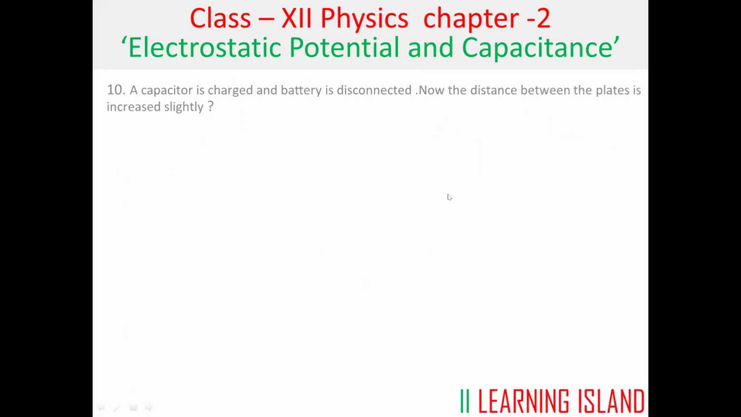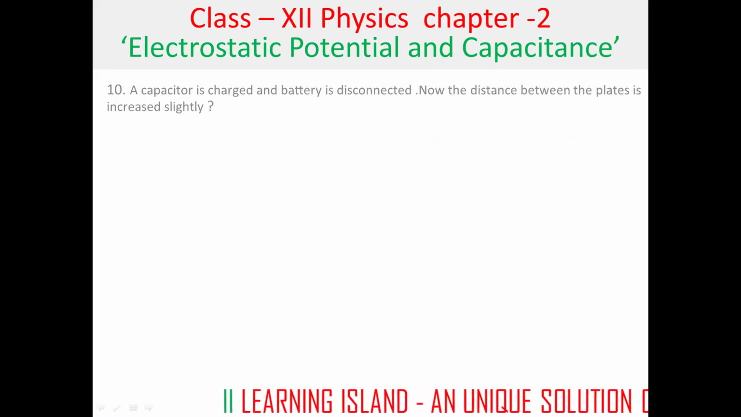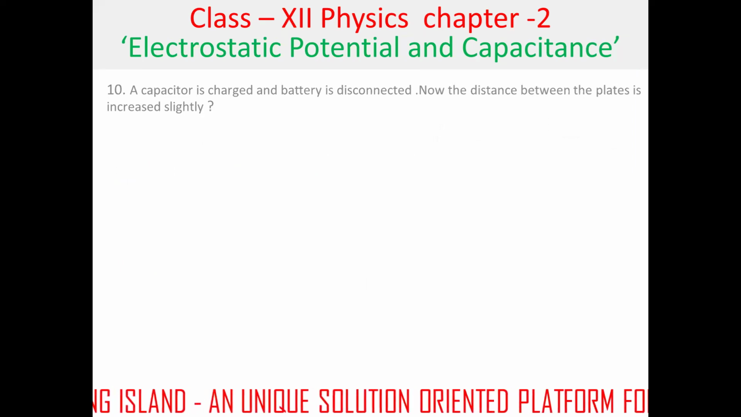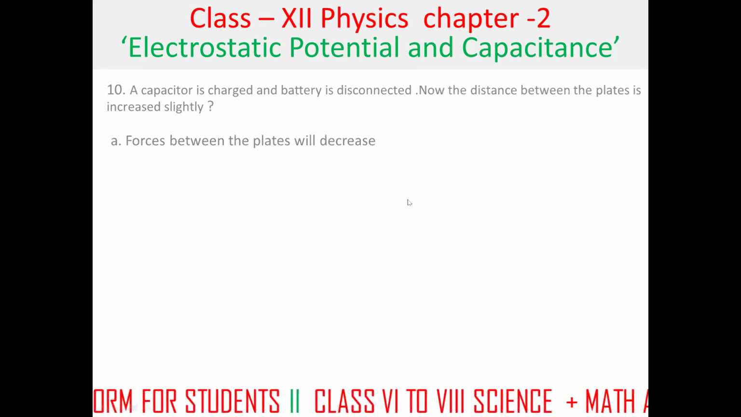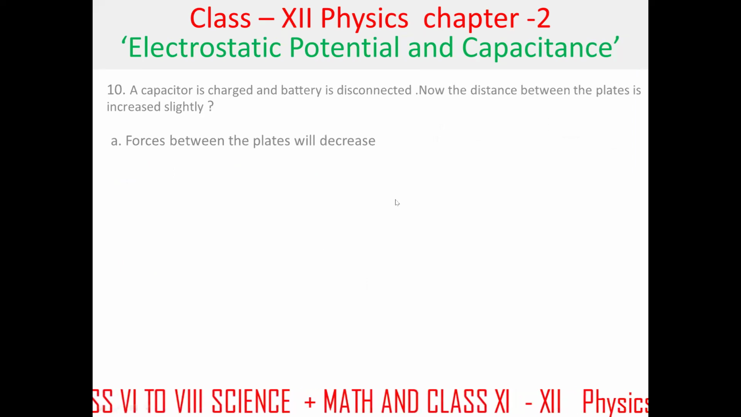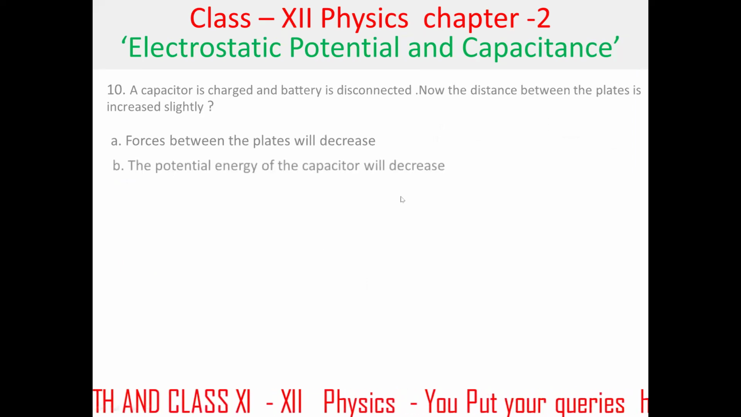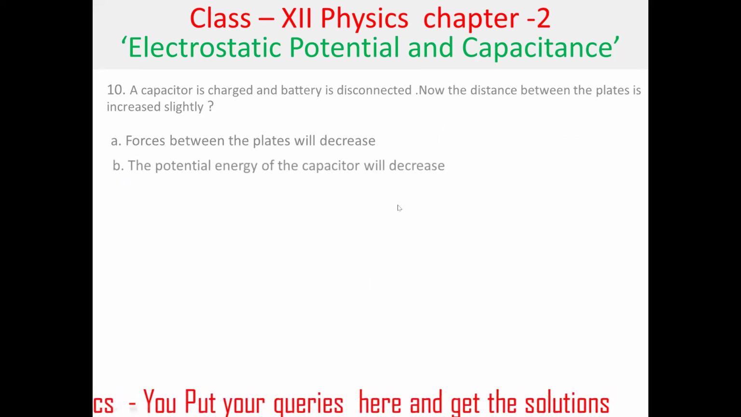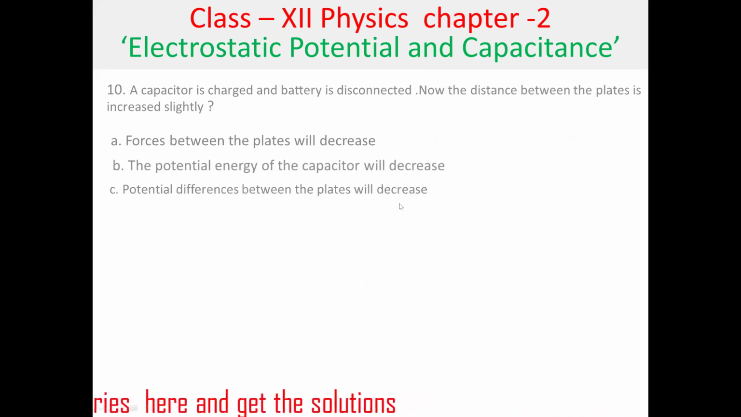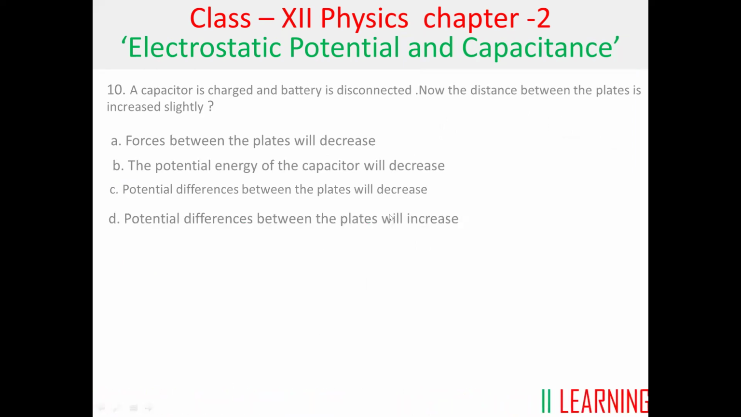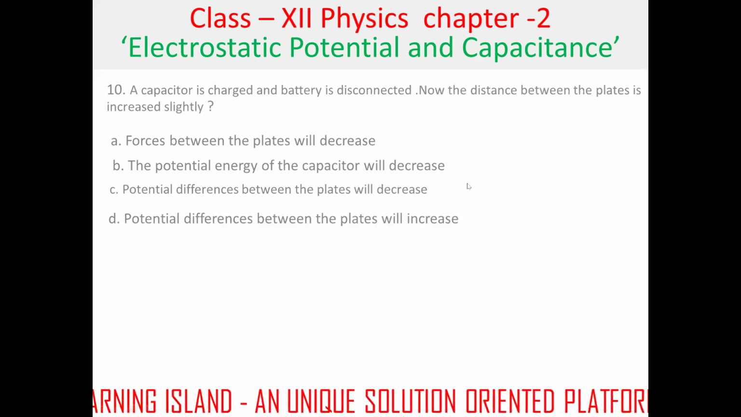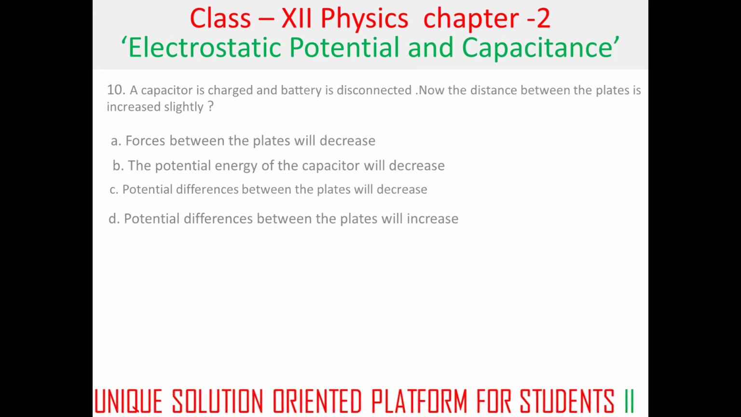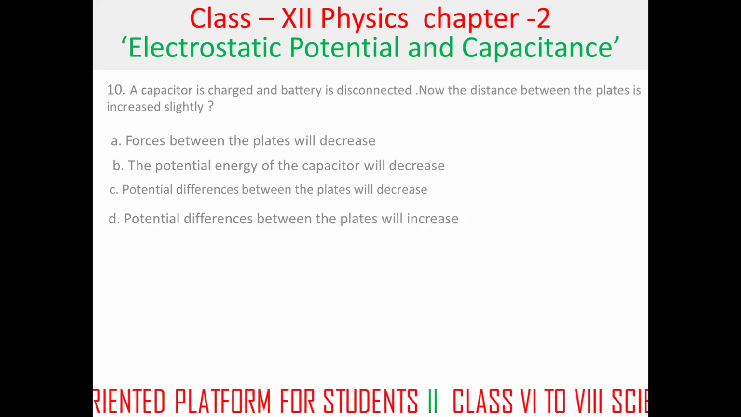A capacitor is charged and battery is disconnected. Now the distance between the plates is increased slightly. See, ये करने से क्या होगा? Force between the plates will decrease, the potential energy of the capacitor will decrease, potential difference between the plates will decrease, potential difference between the plates will increase. ये बहुत ही इंपॉर्टेंट एक क्वेश्चन है.